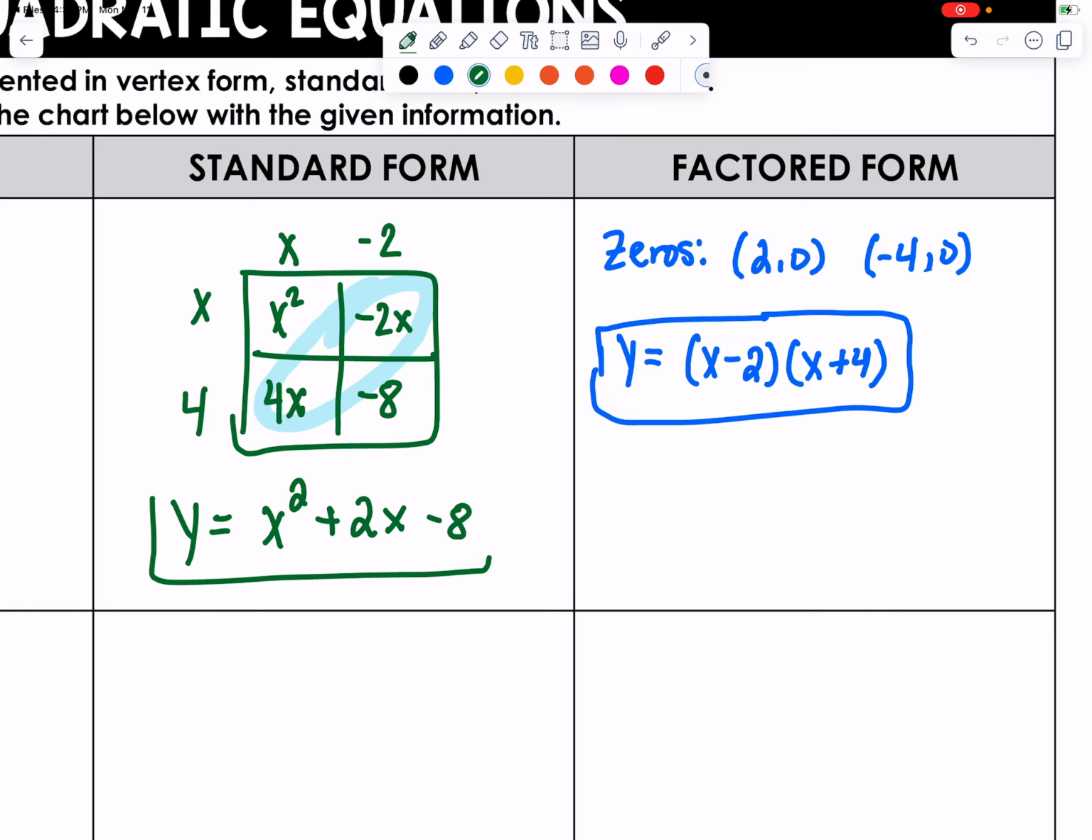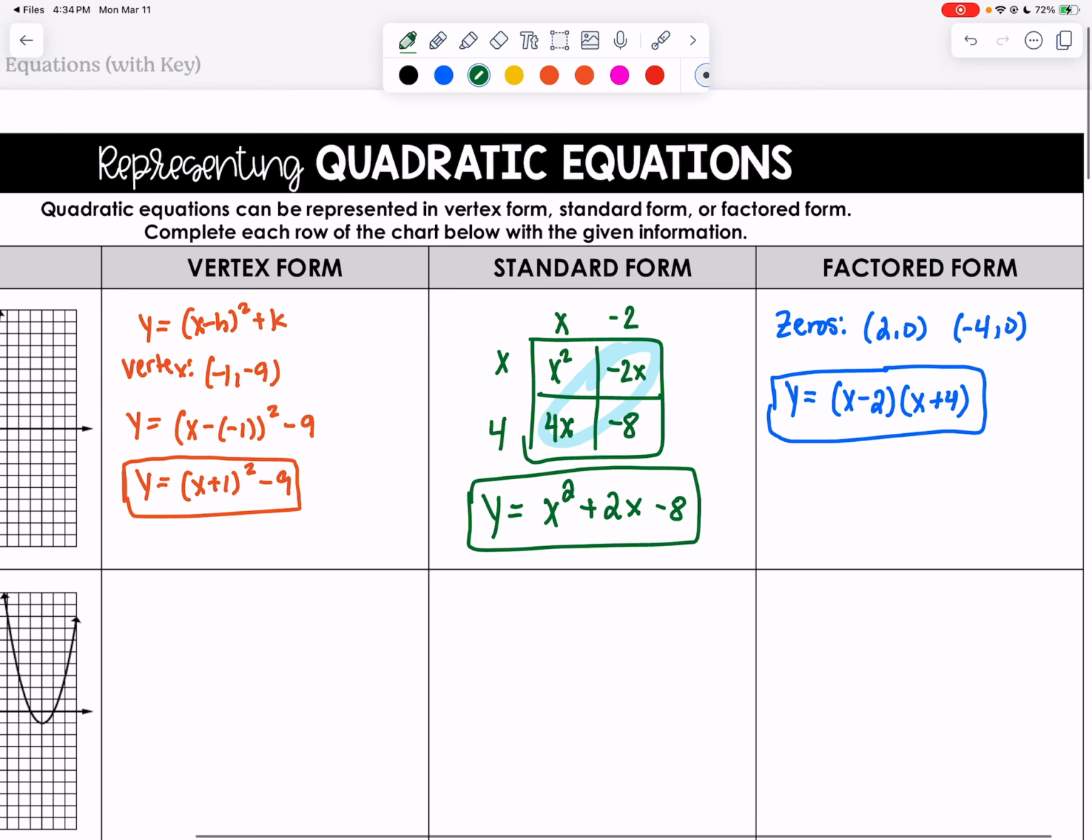Of course, once again, you could always double, triple check your work by putting factored form, standard form, and vertex form into the calculator on Desmos and see if all 3 of them match up. If all 3 parabolas match up, then you know that my vertex form, my standard form, and my factored form are all the same and we're good. If they do not, then something's wrong.